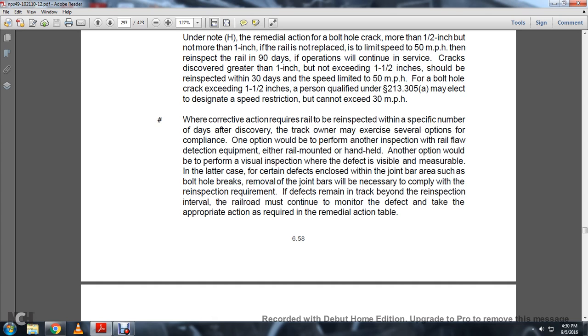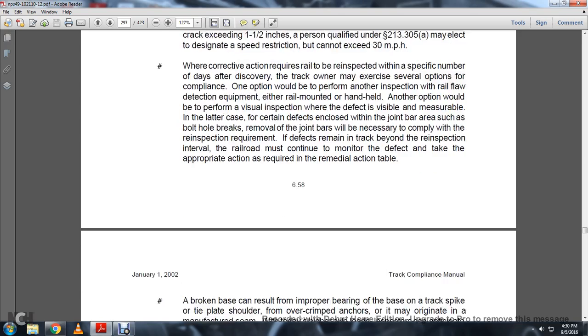In certain defects enclosed within the joint bar area, such as bolt hole breaks, removal of the joint bars may be necessary to comply with the re-inspection requirement. If the defect would remain in the track beyond the re-inspection interval, the railroad must continue to monitor the defect and take the appropriate action required in the remedial action table.